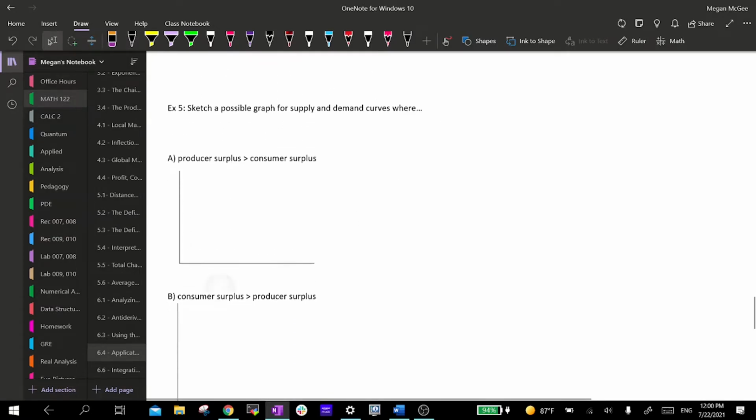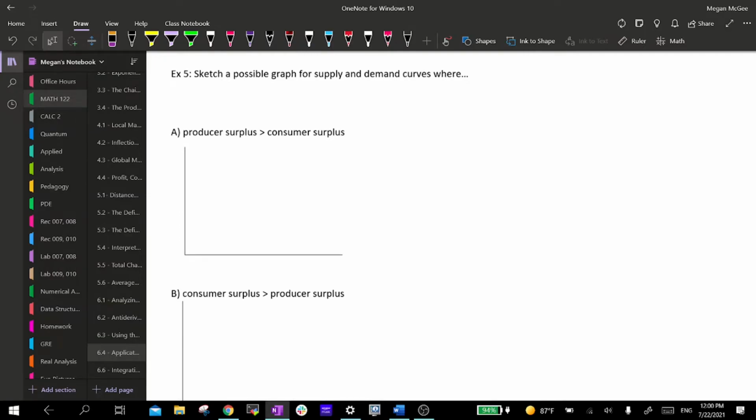So example 5 asks us to sketch a possible graph for supply and demand curves given two different situations. So for A, we have a producer surplus that is greater than the consumer surplus. All right, so the producer surplus is the one that is underneath of our horizontal line. So let's say we draw our demand function. Our demand function is like so.